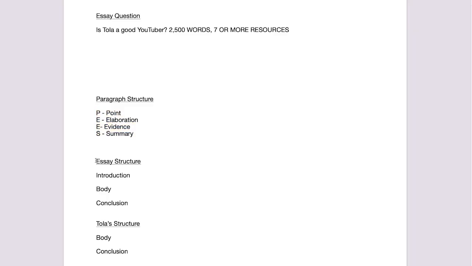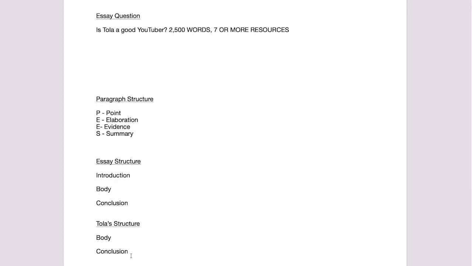So, how do people write their essays? People typically have an introduction, a body to the essay, and a conclusion. Here's how I write my essays: body, conclusion. And here's why. If I'm being completely frank, if I'm reading your essay, I just want the answers. I don't want a preamble, I don't want anything dramatic. I want the answers.